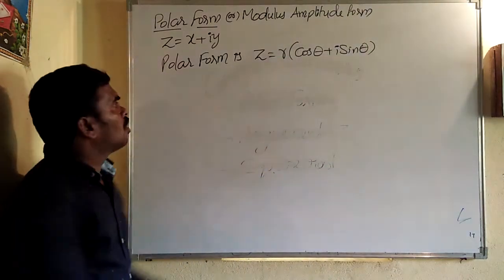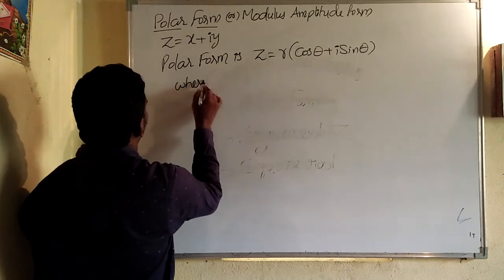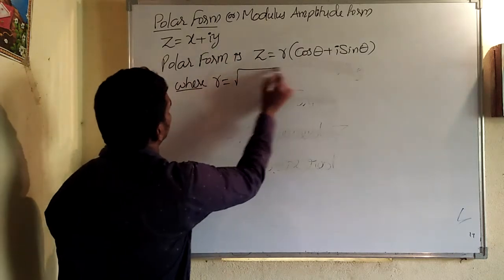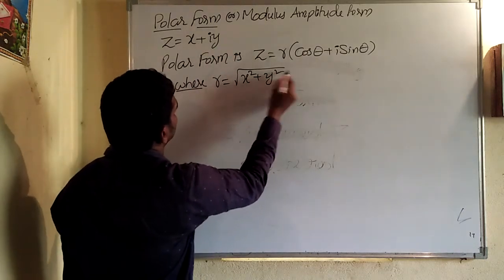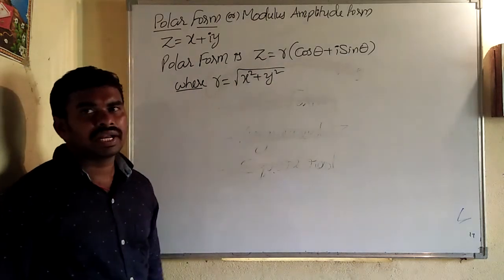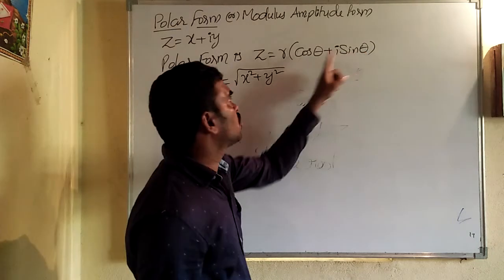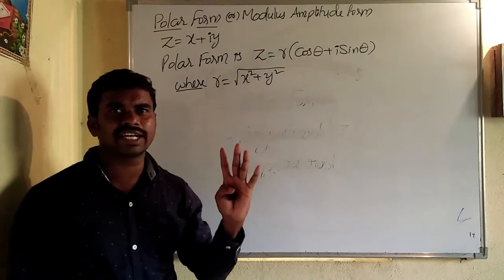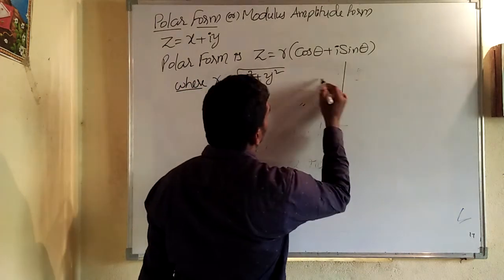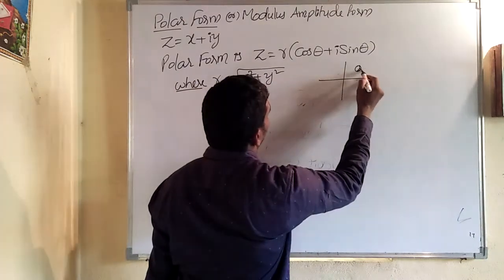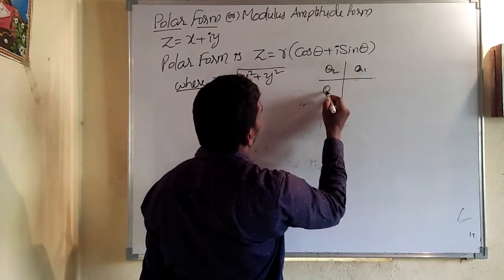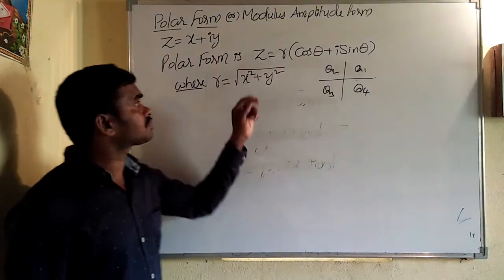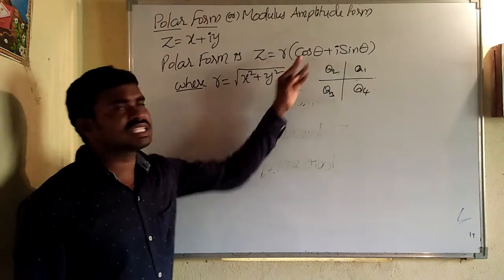Here, what is r? r means modulus z, that is modulus of x plus iy, which is root of x square plus y square. So that is r. Next, what is theta? Theta depends on the quadrant. We have 4 quadrants in trigonometry: first quadrant Q1, second quadrant Q2, third quadrant Q3, fourth quadrant Q4. Depending on the quadrant, the angle can be taken as theta.